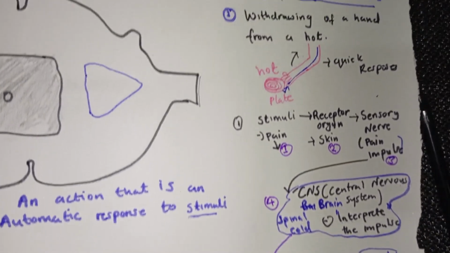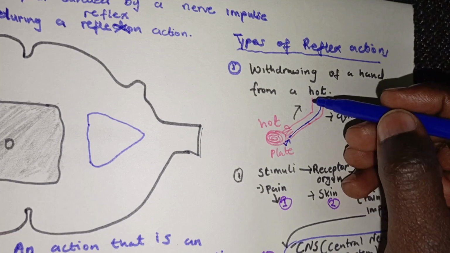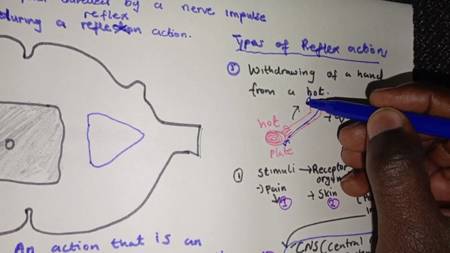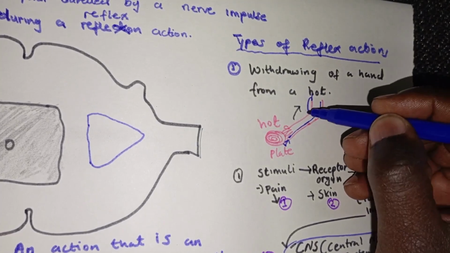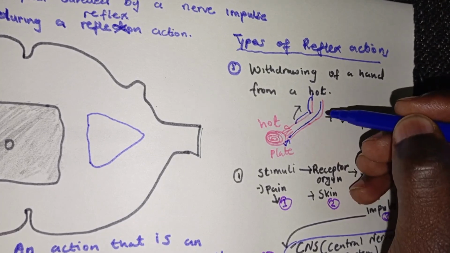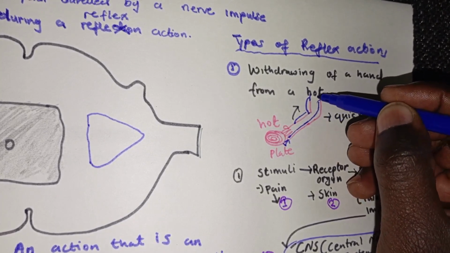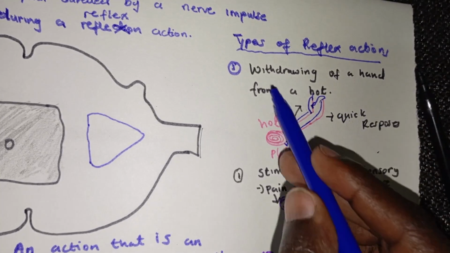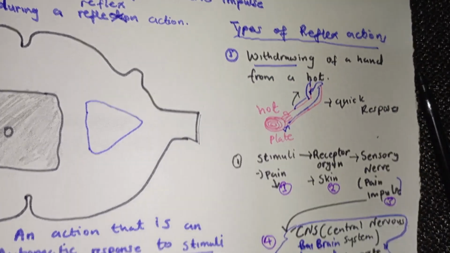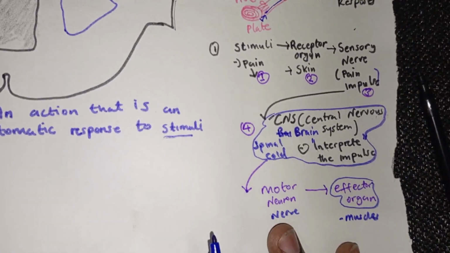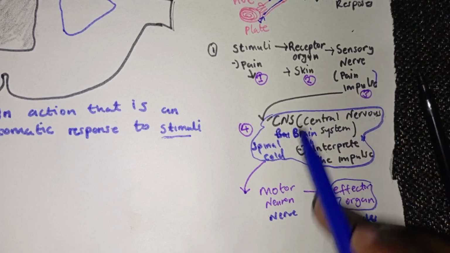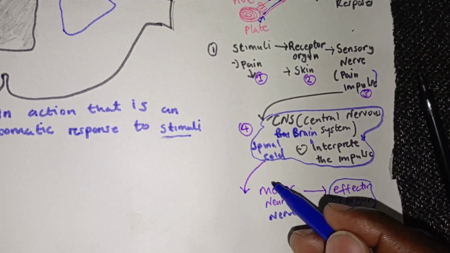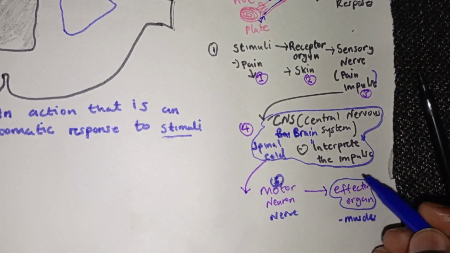Now, which muscles? If it was a hand, we're looking at the muscles which happen to be here. So once it goes, it will come back, and then you withdraw your hand immediately. Now all this will happen in very few seconds. So this is 5, this is 6.